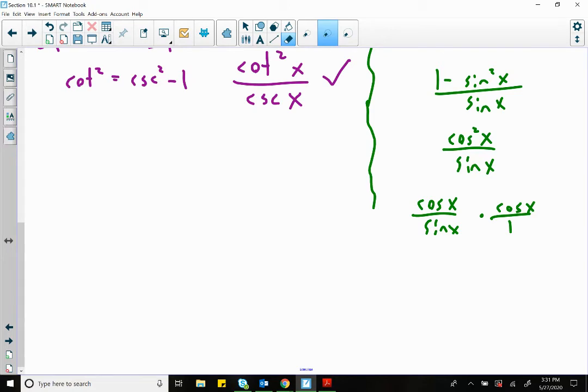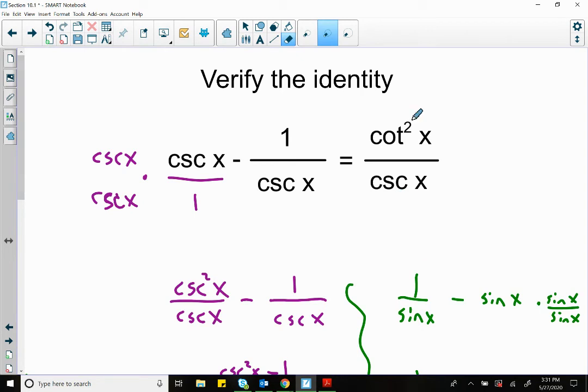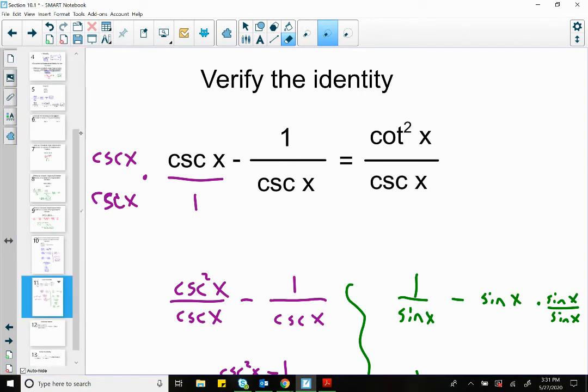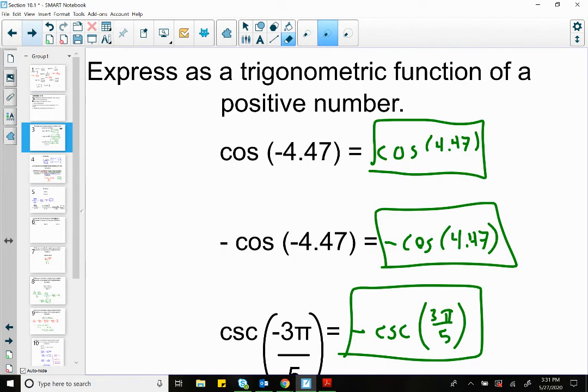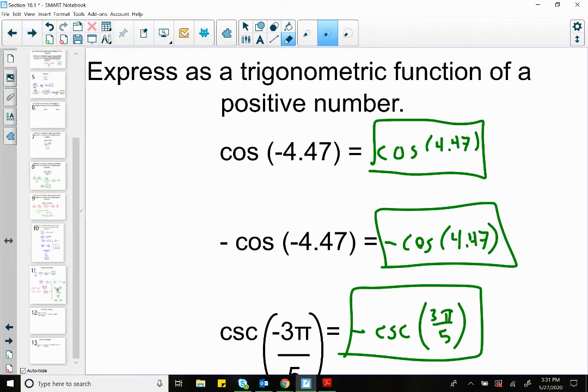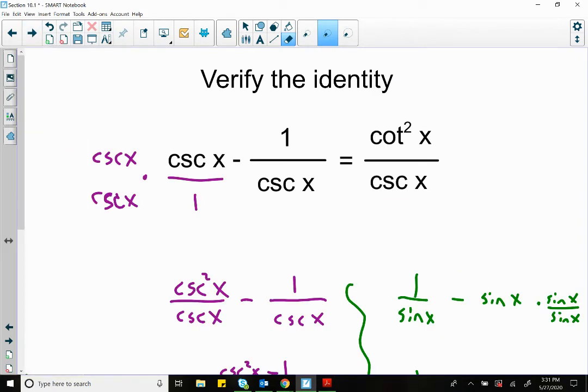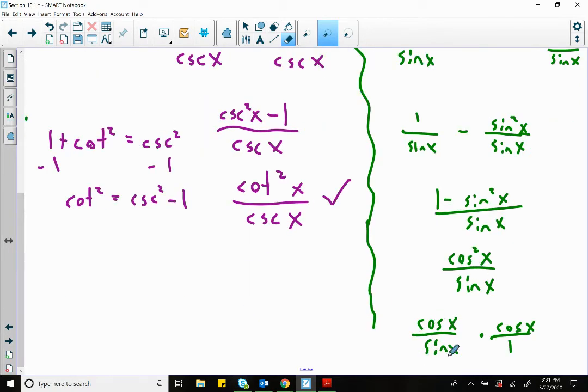So I'm keeping my end result in mind. Remember, we have a little thing that says, keep in mind the side that you're not manipulating. So in the end, I need to turn this into a cotangent squared. Right now I have cotangent. And over here, I need this to become cosecant.